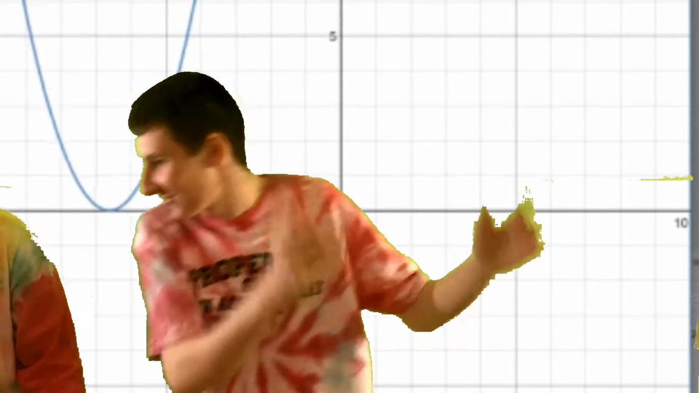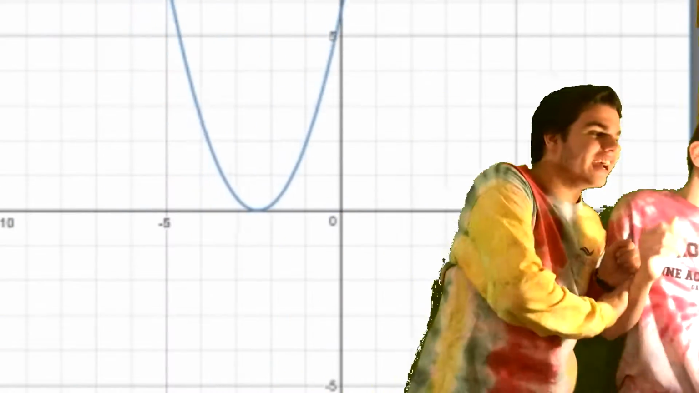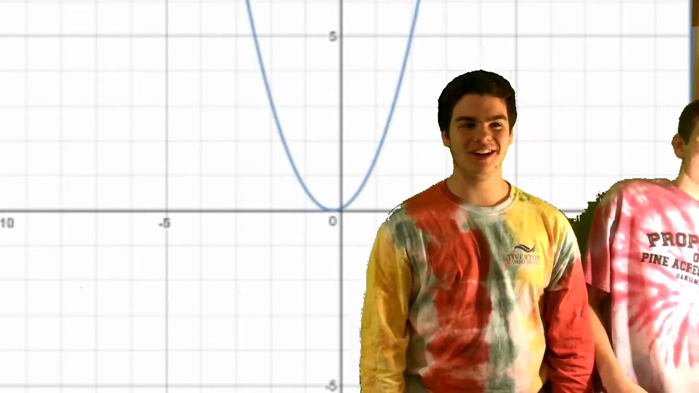When we slide to the left, it means the number in the parentheses is positive. For example, with y equals x plus 3 squared, we slide to the left. And when it's negative, such as in y equals x minus 3 squared, we slide to the right. And the graph follows us too. Neat, right?